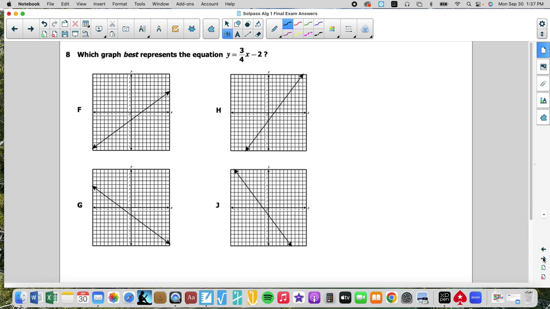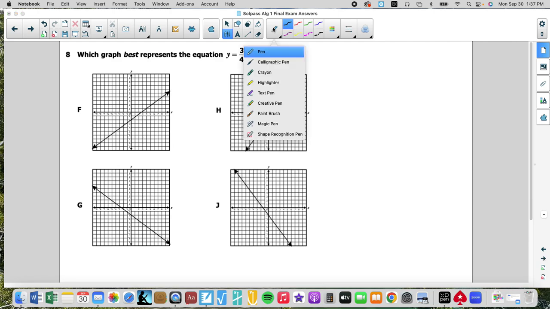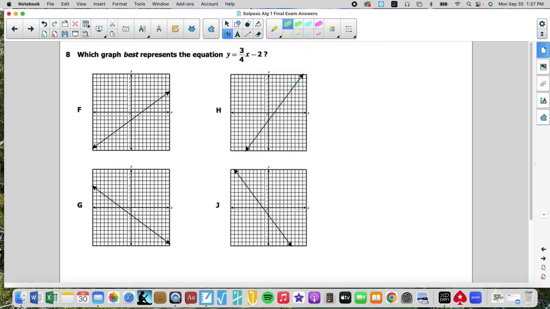Which graph best represents the equation? We again are in slope-intercept form. This is going to be my slope, and this is going to be my y-intercept. So I'm looking for a graph that has a y-intercept of -2. And all four of these have a y-intercept of -2.